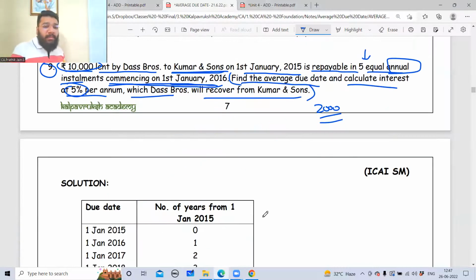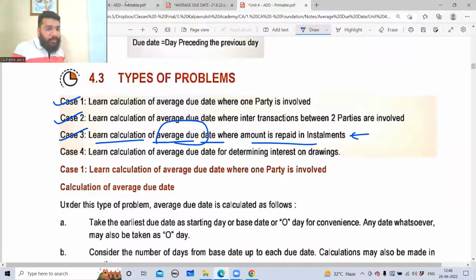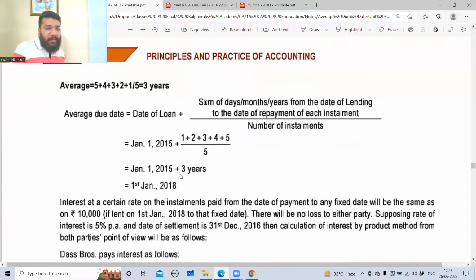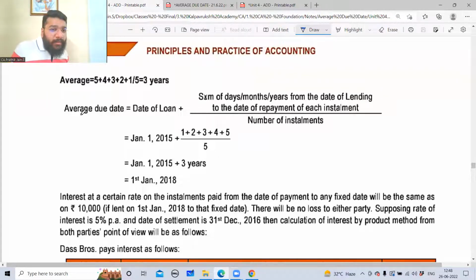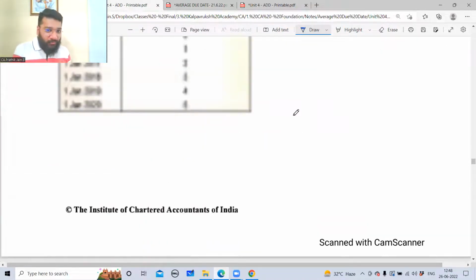But the problem I have is, the question that is in your ICA study material has been done in a different way. A unique method has been suggested. So I'll teach you that also, but this also is fine. So here, what they are telling is that the formula for average due date is: date of loan plus sum, meaning total, of either days, months or years from the date of lending to the date of repayment of each installment, divided by number of installments. So my duty is to teach you this also.